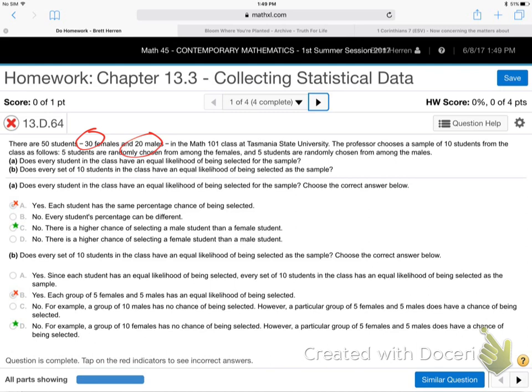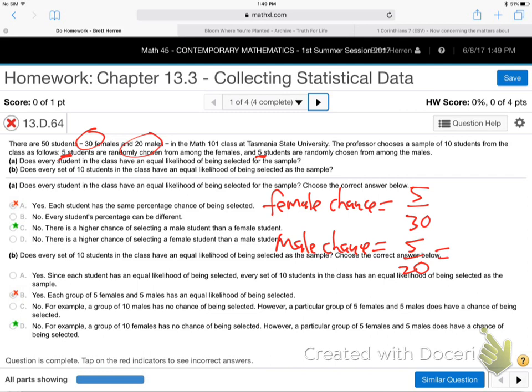Out of the 30, he picked 5 females and 5 males, right? So if you're a female, the chance that you're going to be selected is 5 out of 30. If you're a male, the chance that you're going to be selected is 5 out of 20, because there's fewer males in the class, and he's still picking the same amount, 5.